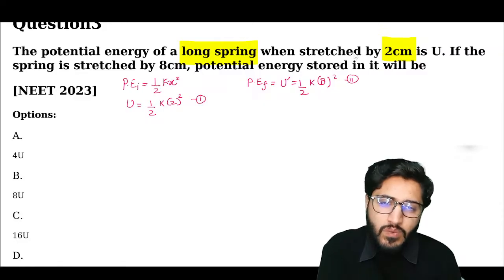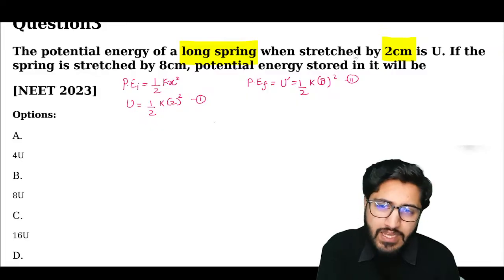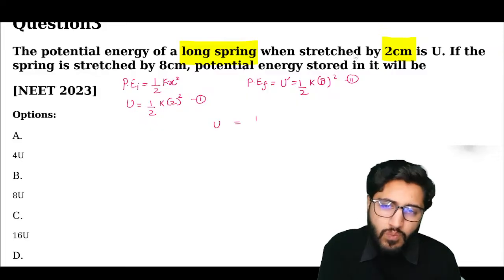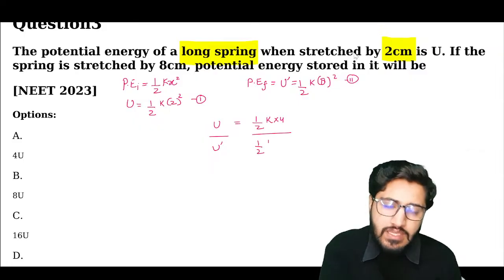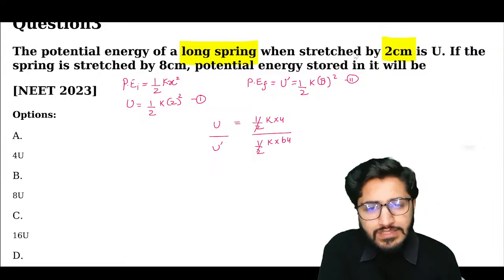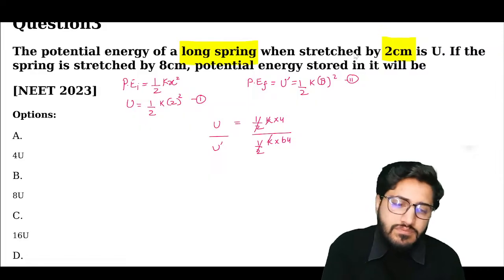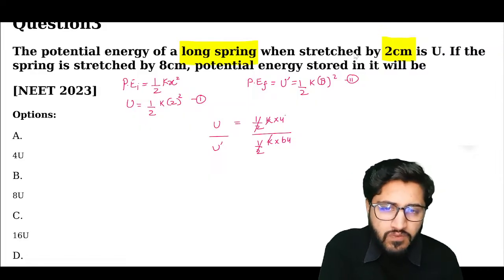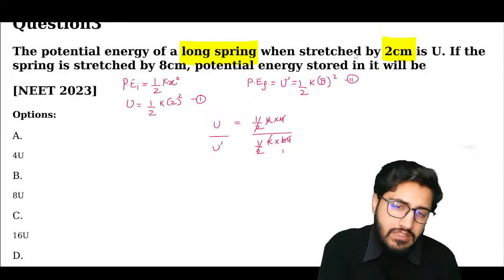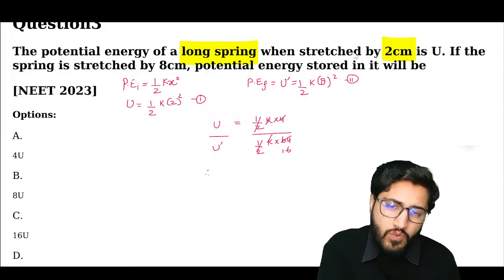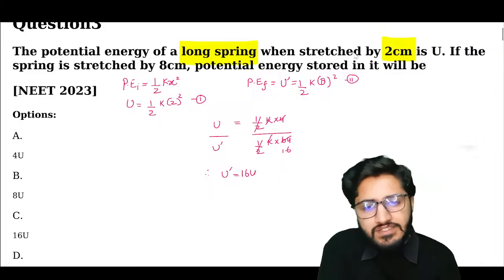Now divide equation first by second. U upon U dash is equals to 1 by 2 k multiplied by 2 to the power 4, divided by 1 by 2 k multiplied by 8 to the power 4. Look, 1 by 2, 1 by 2 cancel out, k cancel out. So therefore, U dash is equals to 16 times U. This is my answer. Simple, no?